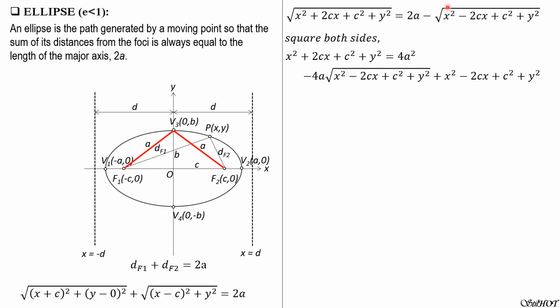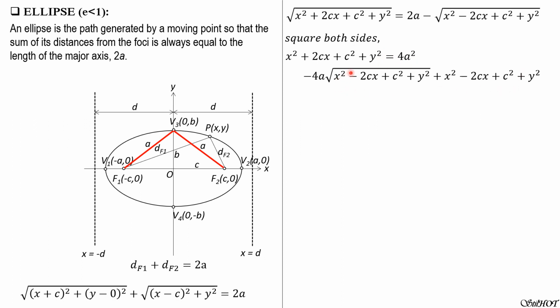Then the square of the second, we just remove the radical and remove the sign, so we just copy all these terms here: x squared minus 2cx plus c squared plus y squared. So we can cancel x squared, c squared, y squared.